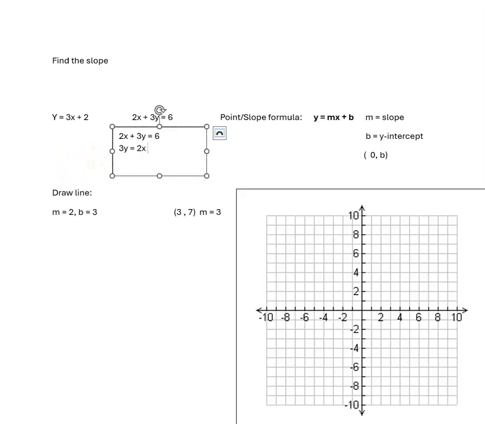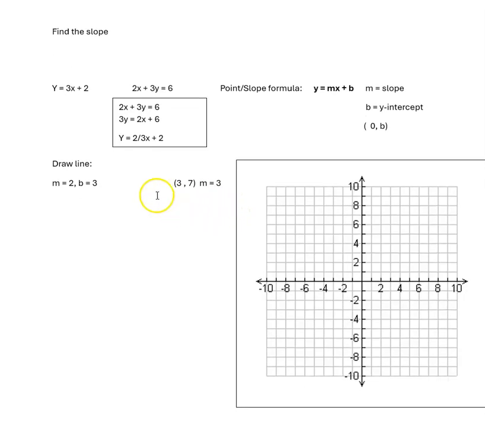I'm going to end up with 3y equals negative 2x plus 6. Now I need to divide both sides by 3, and that leaves me with y equals, sorry about that, negative 2/3 x plus 6 divided by 3 is 2. Now it's in the format I like. My slope is negative 2/3. My y-intercept is (0, positive 2).